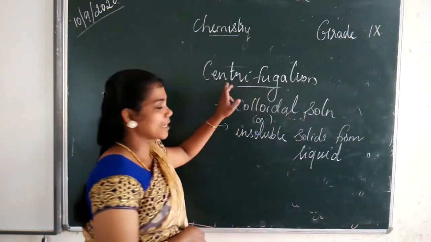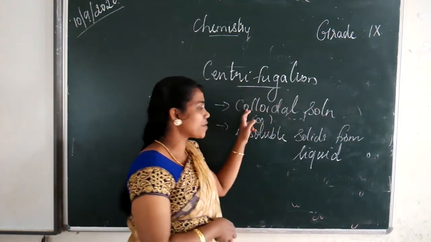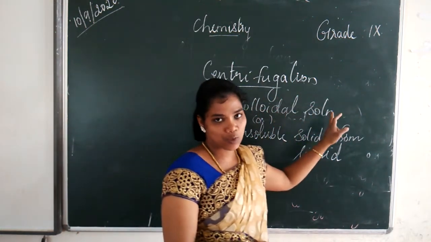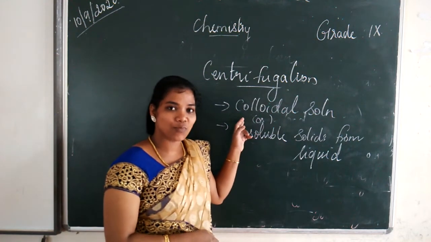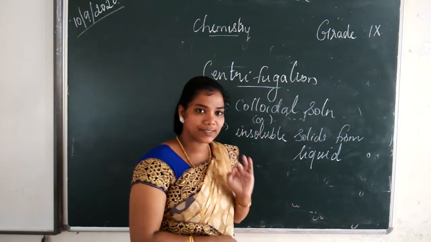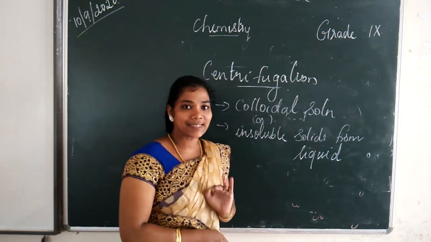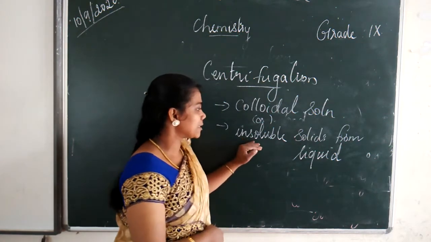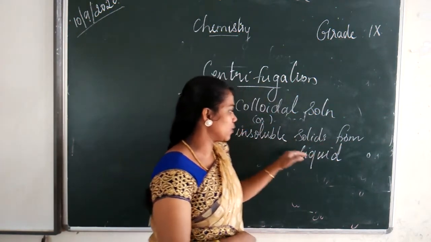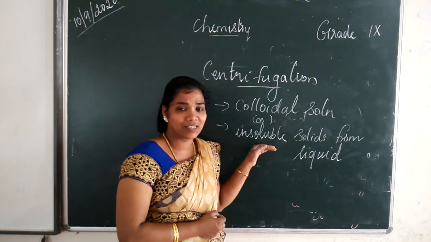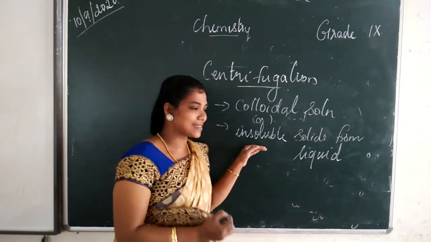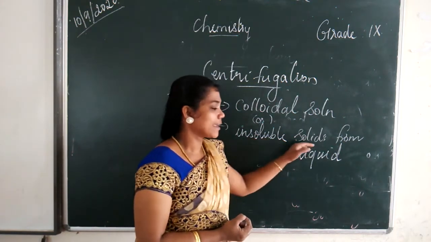So this is the technique used for separating what type of solution? Colloidal solution. Colloidal means what? The small solid particles that do not dissolve. At the same time, they do not get sedimented. So that is insoluble solids from liquid, that are very small solid particles, very small in size, and they do not dissolve in the liquid.